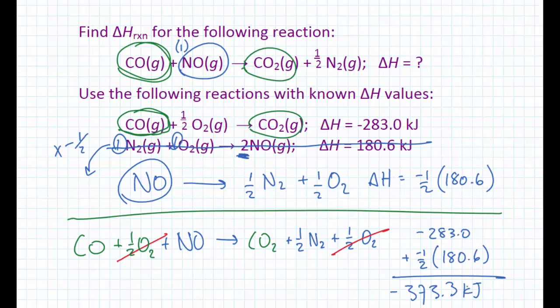Okay. So make sure that you can do your order of operations right. It would be crummy to do all the Hess's law stuff correct and get everything right, and then do the arithmetic wrong at the end and get the wrong answer. Okay?